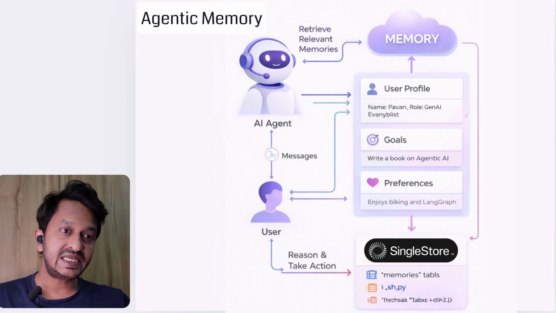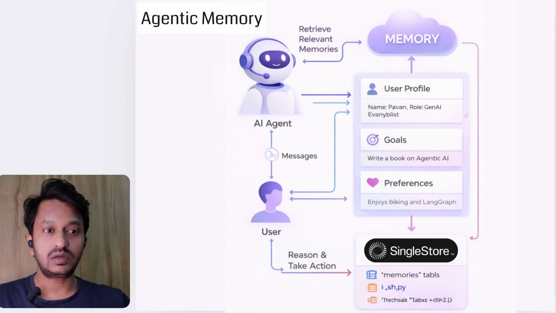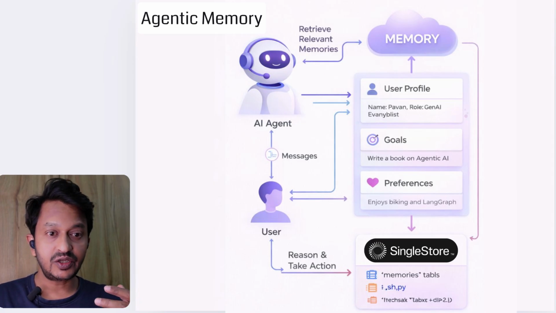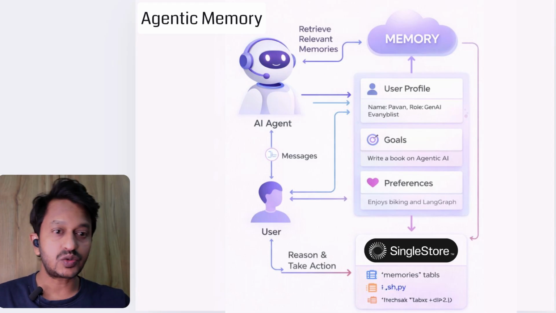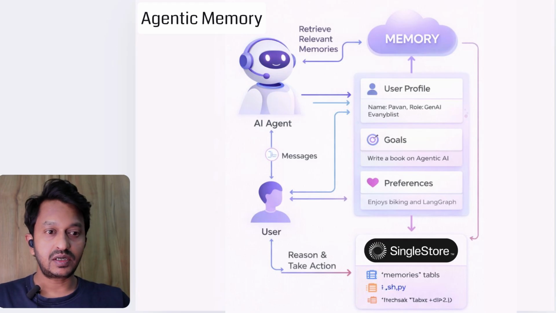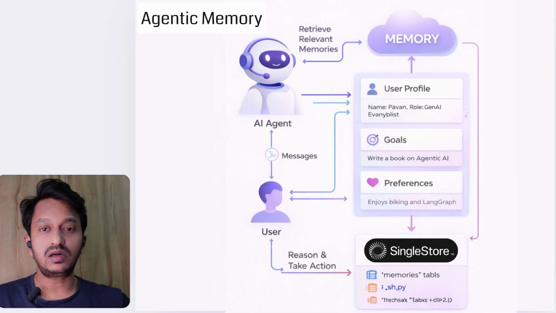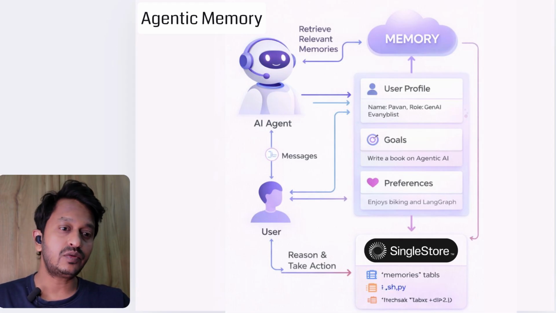The agent uses these retrieved memories to basically personalize its reasoning and responses. So, when the agent detects new stable information, it writes new memories back to the SingleStore database, closing the loop. So this continuous read, reason, write cycle is what turns a simple AI agent into a stateful, adaptive agentic system. So let's see how this works practically.